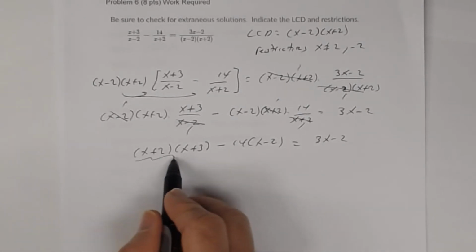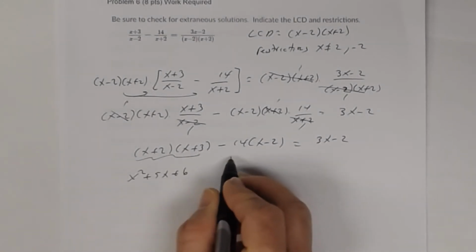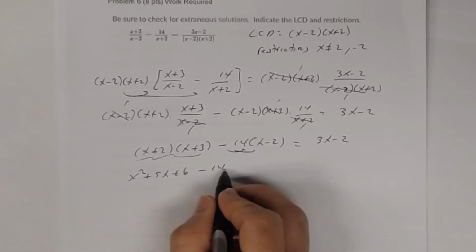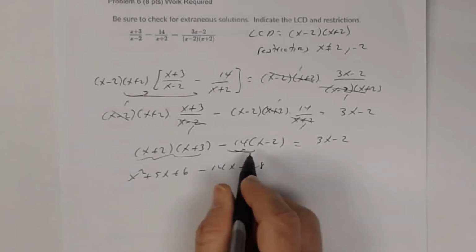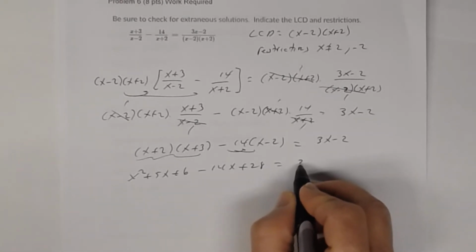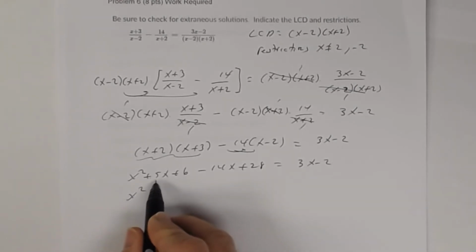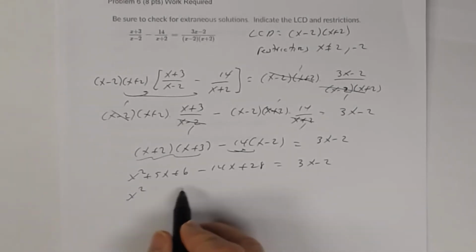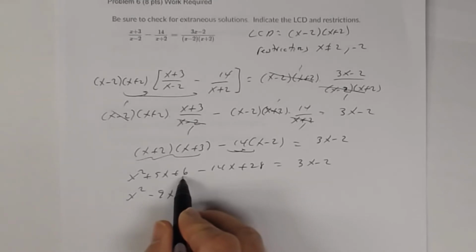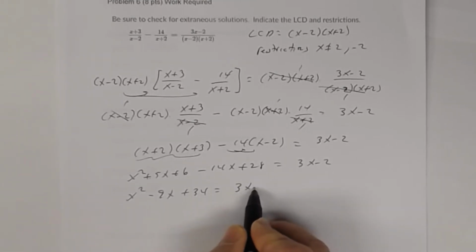Going ahead and FOILing this out, because you have two binomials here, you get x squared plus 5x plus 6. Distributing over here, you get minus 14x plus 28. Negative 14, negative 2 is positive 28, equal 3x minus 2. Combining like terms, I get x squared, 5x, and a negative 14x is a negative 9x. 6 and 28 is a positive 34, equal 3x minus 2.